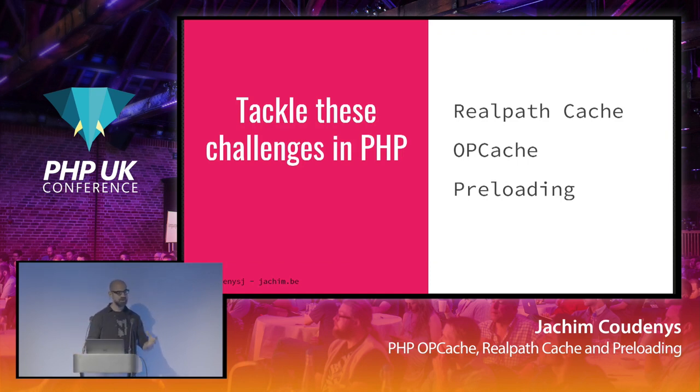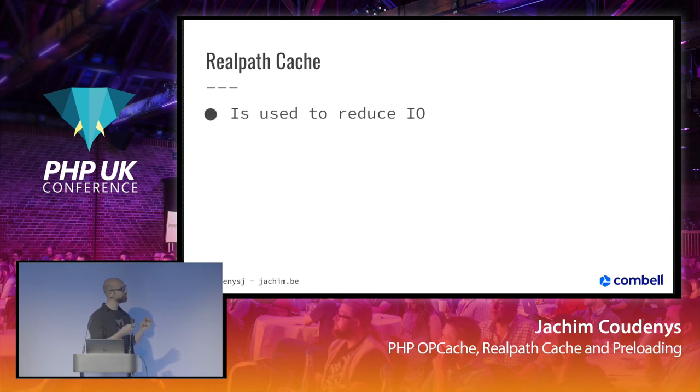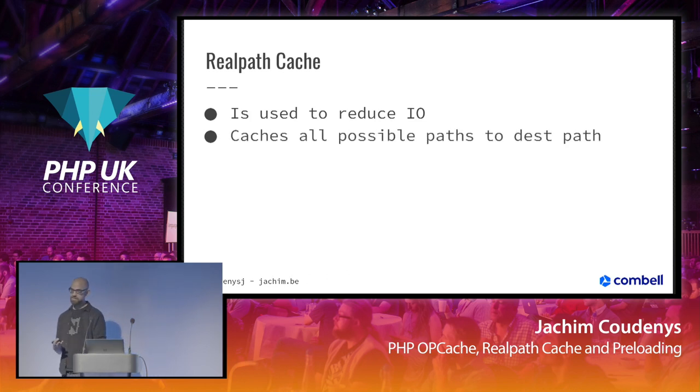And as the talk title suggested, we have three topics that we use to tackle all these problems. We have the Realpath cache, the OPCache, and then preloading. So let's dive into the Realpath cache. So what the Realpath cache is, it is a system in PHP, and it is used to reduce I/O. So we want to eliminate the I/O going to the file system as much as possible. And it does that by caching all possible paths to a specific destination path.